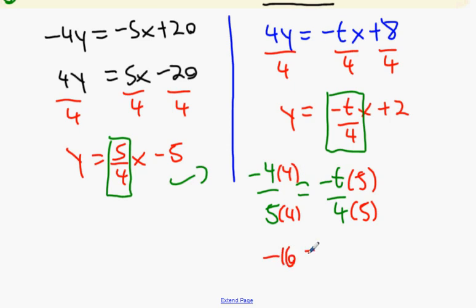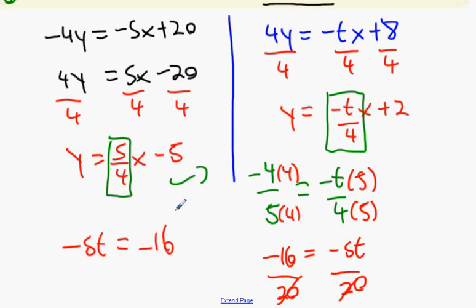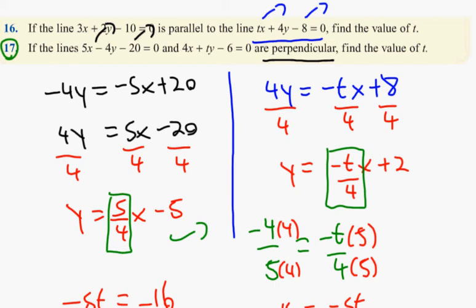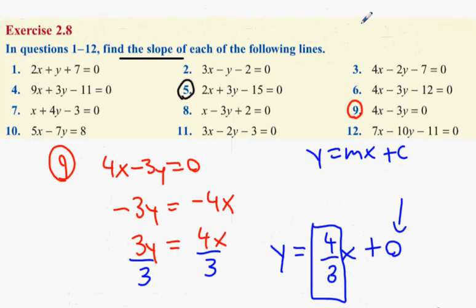Minus 16 equals minus 5t. That's 20, and that's a 20 on the bottom. What happens to the 20s? Cancel. So minus 5t equals minus 16. What can I do with the minuses? Multiply both sides by minus 1. What do you get? Then t equals 16 over 5. Alright. So I did 17, 13, 5 and 9. Okay.